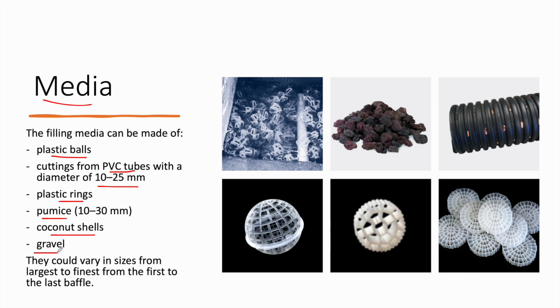We can also place different kinds of media in one system. For example, for the first filter we can use gravel, then pumice, then plastic. Or in the same chamber, we can use different layers of different media. We can start with the plastic, then the pumice, etc. But pay attention that the sizes should range from the largest to the finest, so we start with the largest until the finest media.